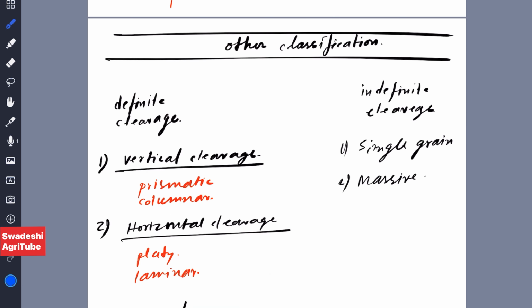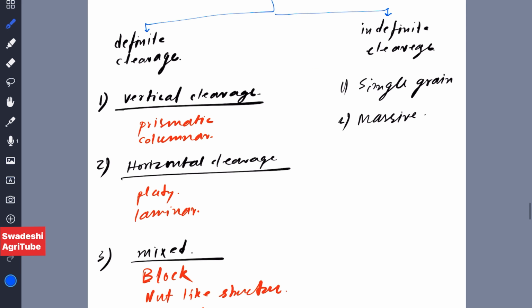Now another classification of soil is there on the basis of the cleavage found in the soil structure. So these two are the definite cleavage and the indefinite cleavage. In case of definite cleavage, there are three types: the vertical, the horizontal and mixed. And the vertical cleavage is found in the prismatic and columnar, that means prism like structure. You can see that in case of prism like structure we can find the vertical cleavage, but the horizontal cleavage is found in the platy and laminar structure.